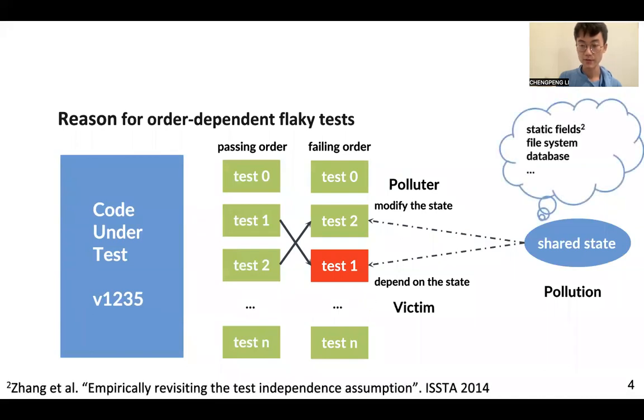There are many types of shared states, like heap memory reachable from static fields, file system, and databases. From prior work, static fields are the most common type of shared state. Thus, we focus on static fields in our work.